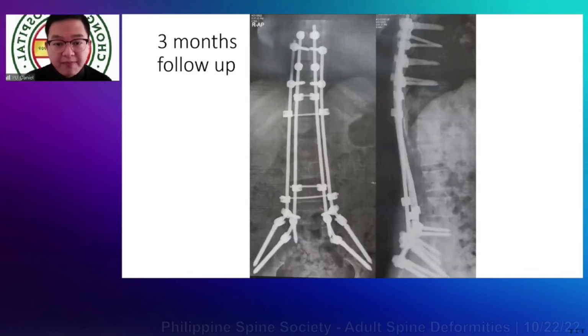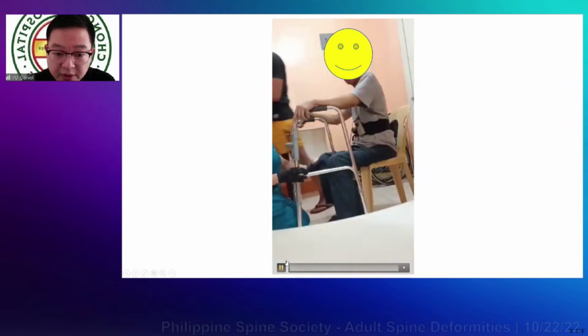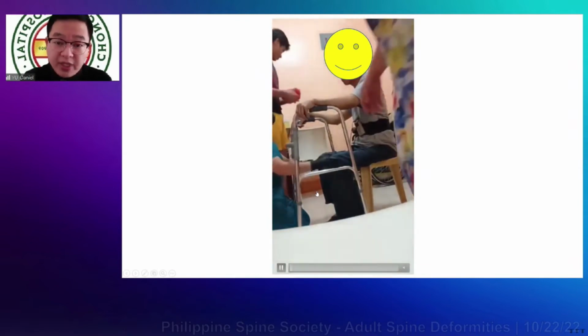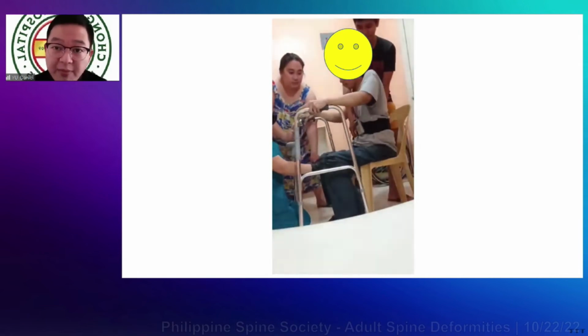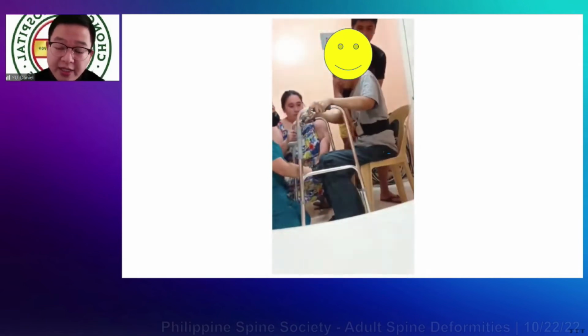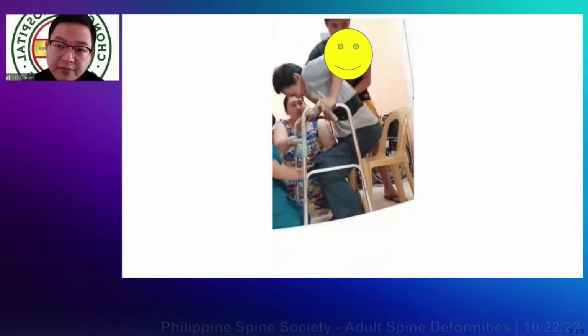So at 3 months follow-up, here are the radiographs for the AP and lateral lumbosacral images showing there are no signs of implant failure. And this would be the video. So the patient was able to diligently do rehab, and at 3 months, with the help of the physical therapist and functional electrical stimulation, the patient was able to do assisted sit to stand.